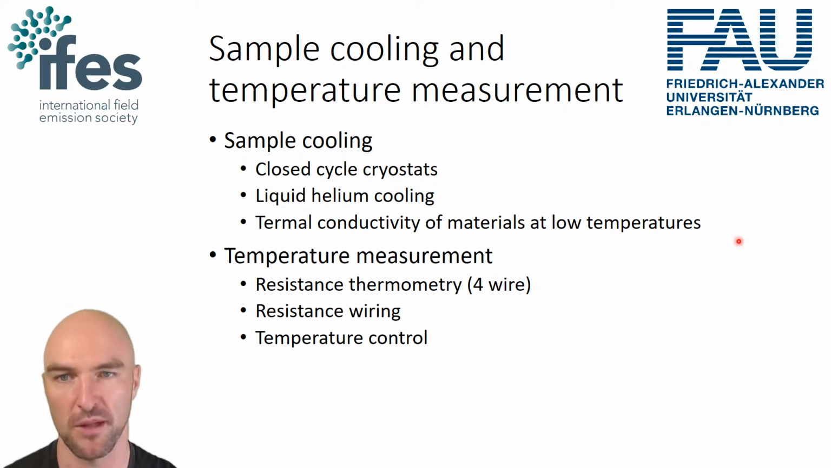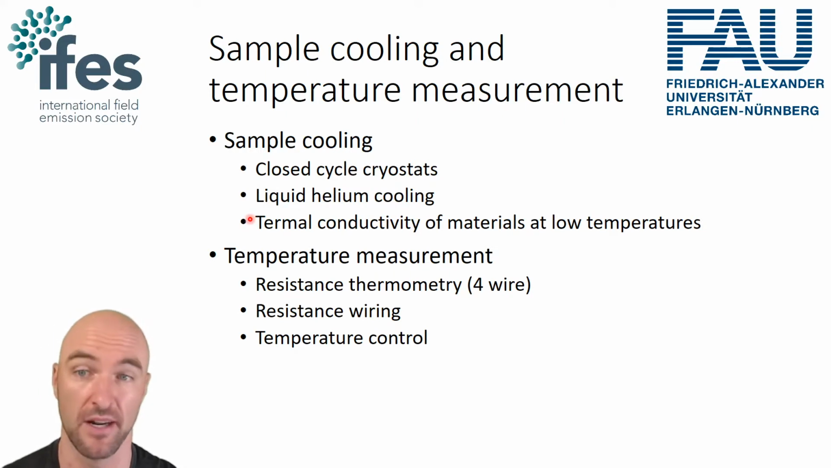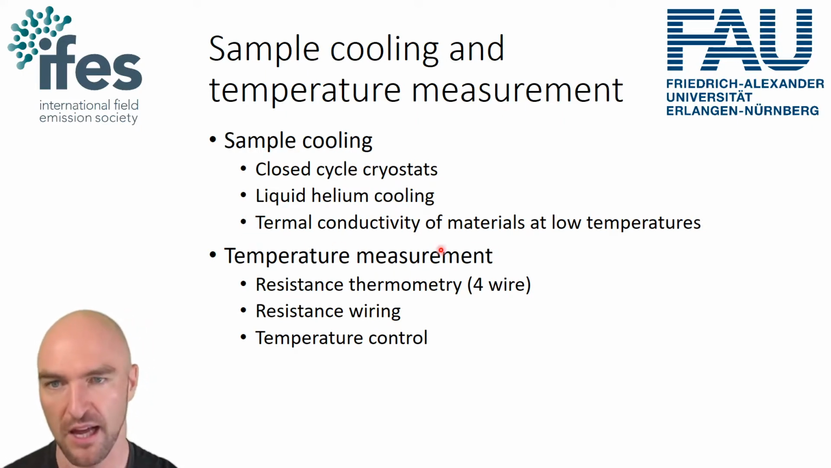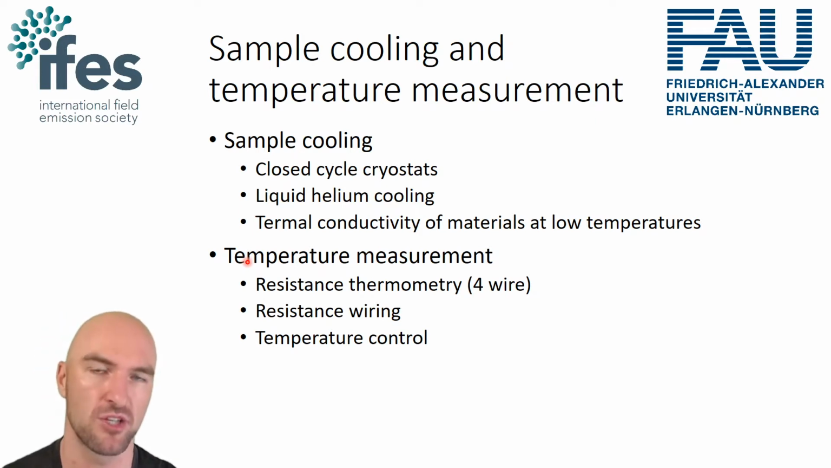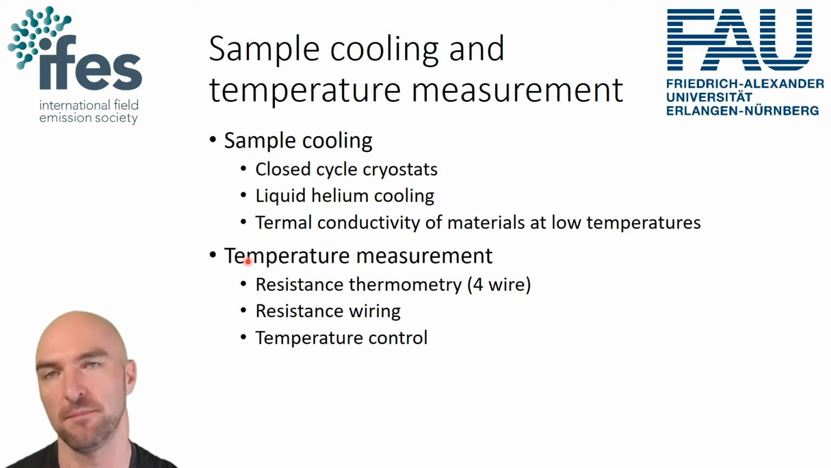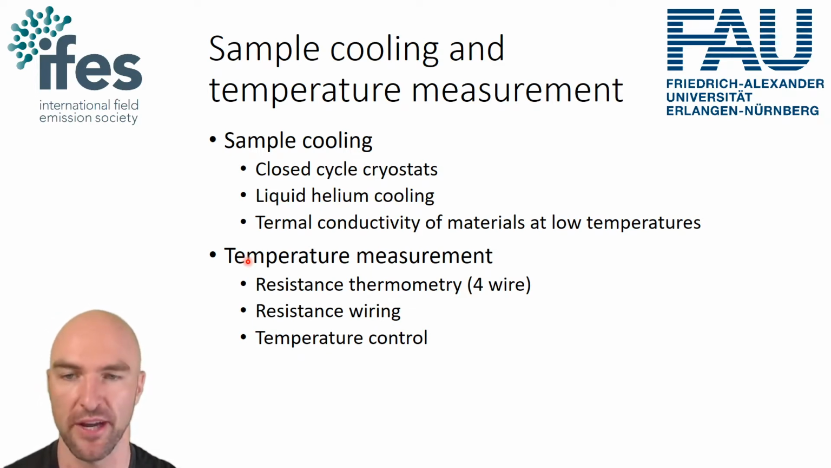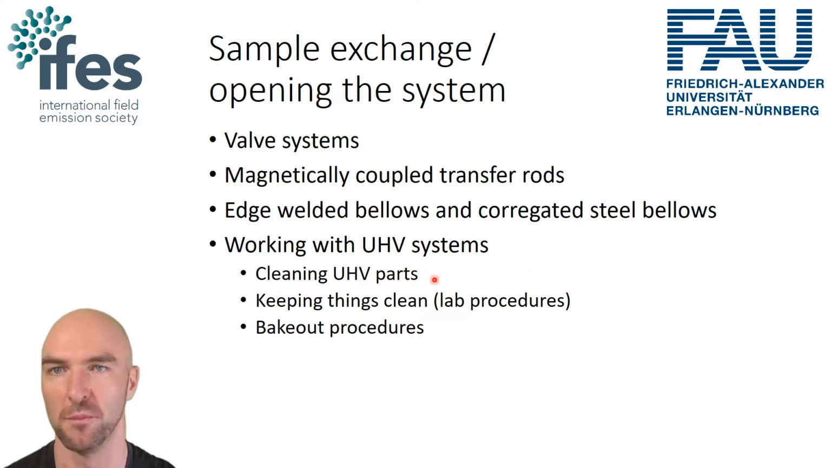And we will look at thermal conductivity, or generally thermal properties of materials at low temperatures, because they can be quite different than at room temperature. And then we'll look into temperature measurement. Essentially, how can we measure temperatures in the below 100 Kelvin range, which means we do resistance thermometry with 4-wire bridges. We will look into how to do the resistance wiring and how to do the temperature control.